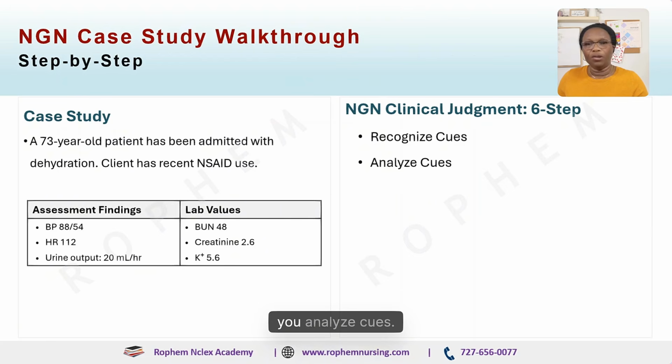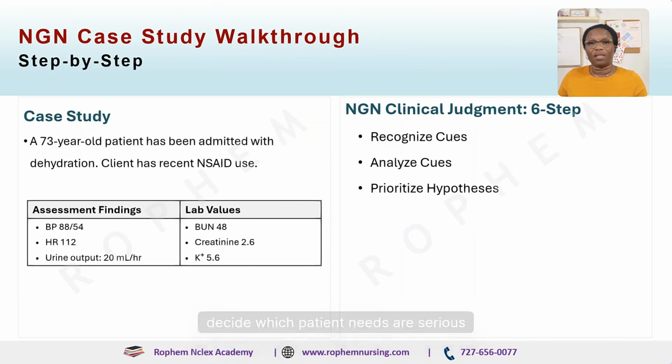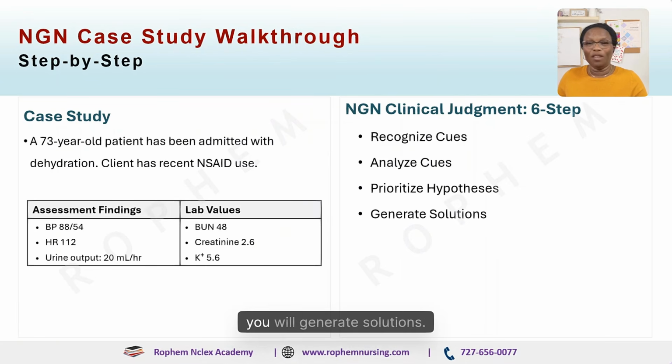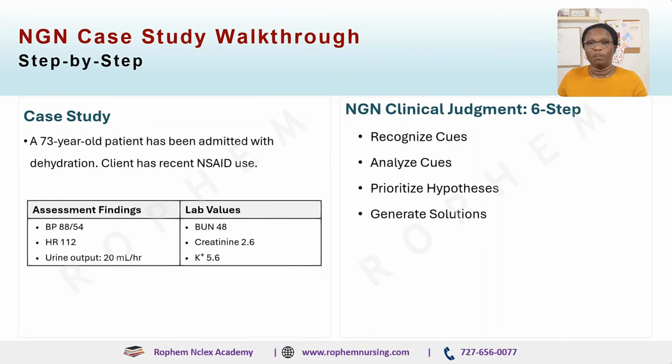In step 2, you analyze cues. You will interpret the data you collected. In step 3, this is where you will prioritize hypotheses. You will determine the priority health problem, decide which patient needs are serious, most immediate, and why. In step 4, you will generate solutions. This is where you will determine appropriate nursing interventions to address the highest priority problem.